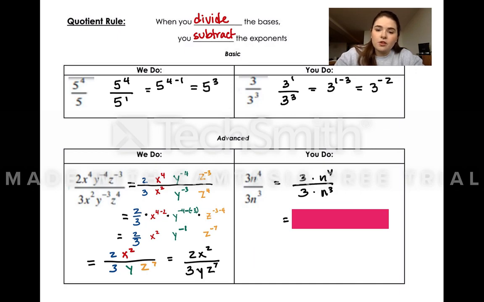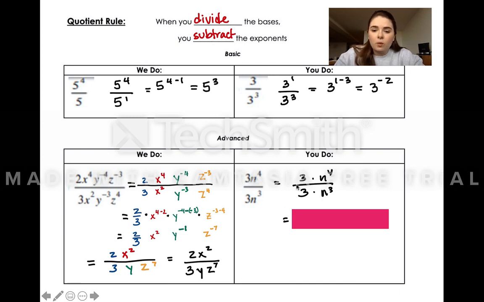Okay, at this point you should have tried it on your own, and now we're back to check our answers. So my very first step was simply to break these apart. 3n to the fourth can be represented as 3 times n to the fourth, and same with the denominator here, 3 times n to the third power.